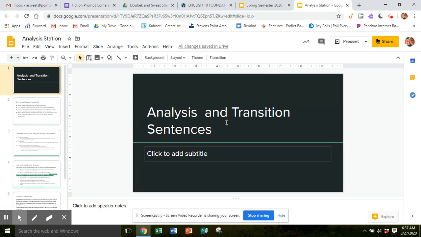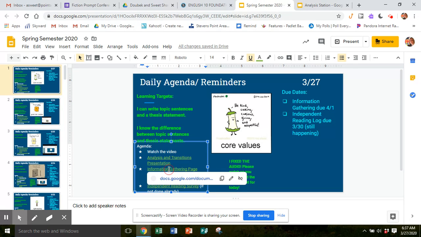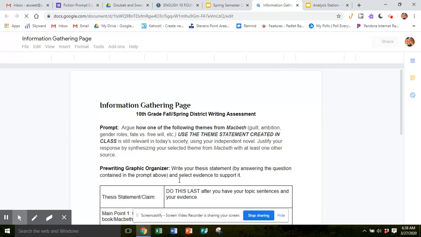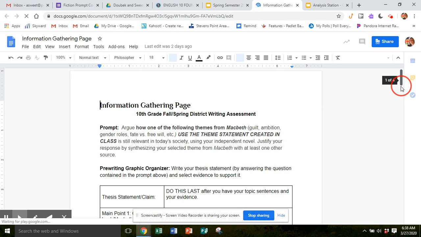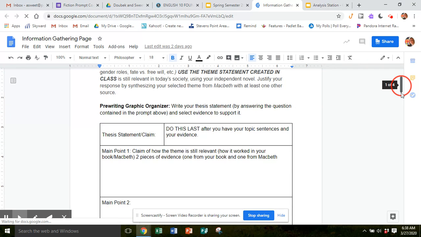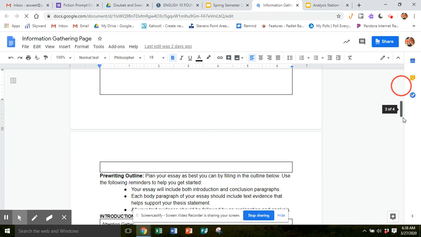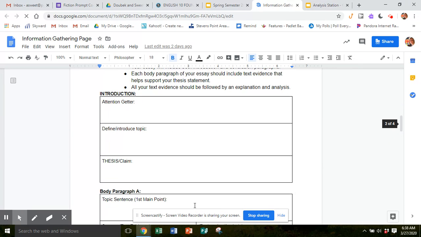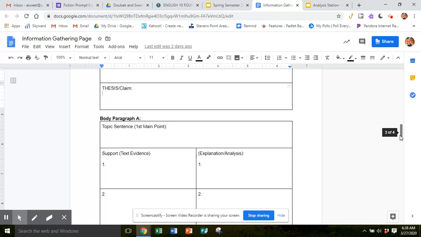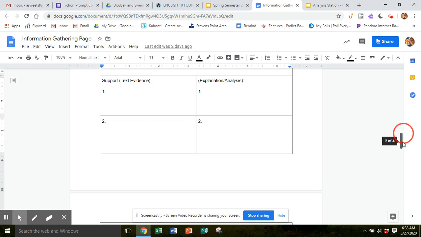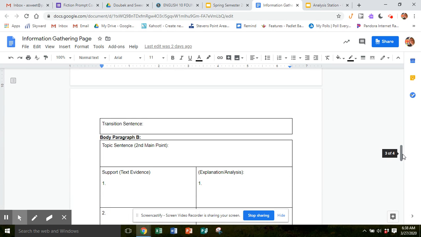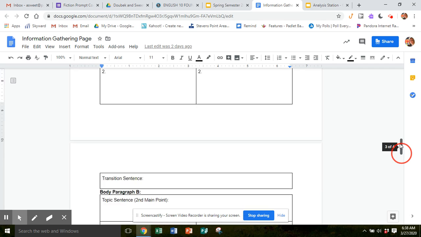Once you are done with those, you should go through your information gathering packets and you should have a significant amount filled out. So when we're looking at this, yesterday, you should have gotten your thesis statement. So you should have your thesis statement at this time. You should have your topic sentences, your support and evidence, your analysis, and your transitions for each paragraph.